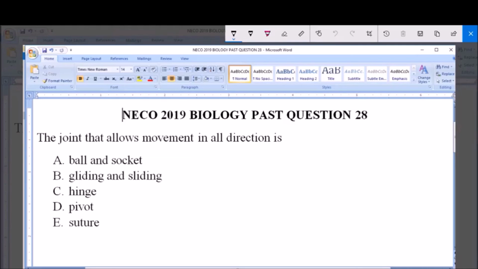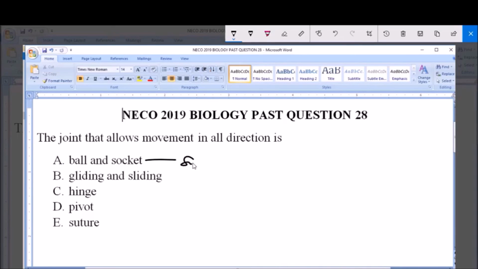Welcome. I will be answering NECO 2019 Biology Past Question 28. The joint that allows movement in all directions is: A. ball and socket joint, B. gliding and sliding joint, C. hinge joint, D. pivot, and E. suture joint. Now the ball and socket joint is a type of joint.